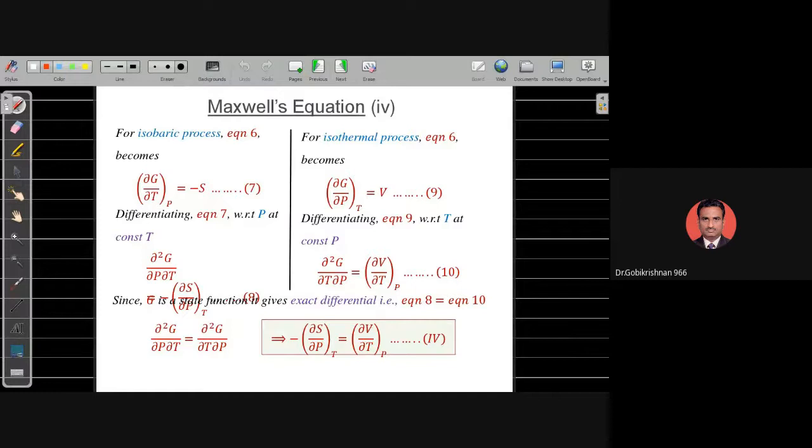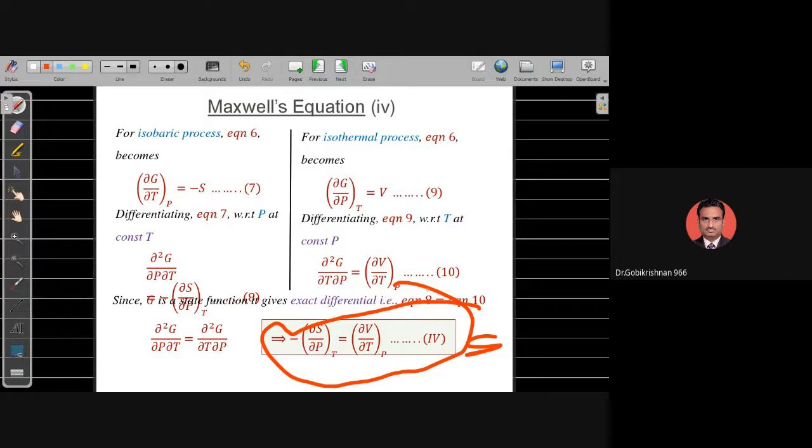And ultimately, I got the expression. See here, minus ∂S/∂P at constant temperature is equal to ∂V/∂T at constant pressure, which is nothing but the fourth Maxwell thermodynamic relation. So, these are the 4 different Maxwell thermodynamic relations. It will be very easy.